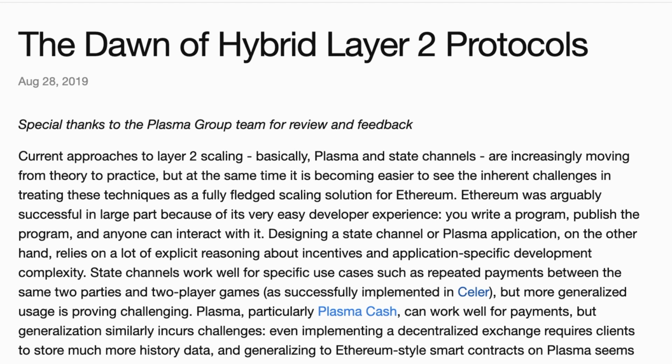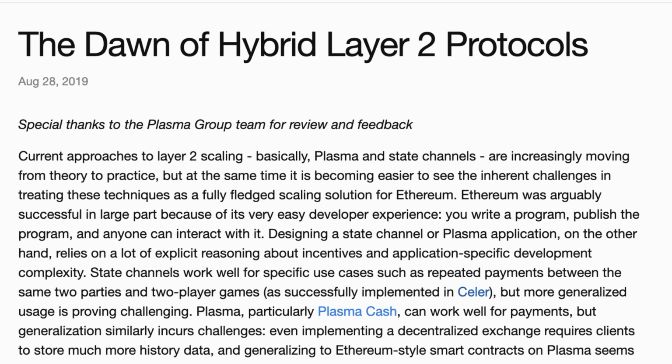So we'll be talking about Vitalik Buterin's new post around the topic of Ethereum scalability. If that's something that interests you, then stick around because I'm going to try and break down his latest post that he published on his blog Vitalik.ca, and it's the dawn of hybrid layer 2 protocols.